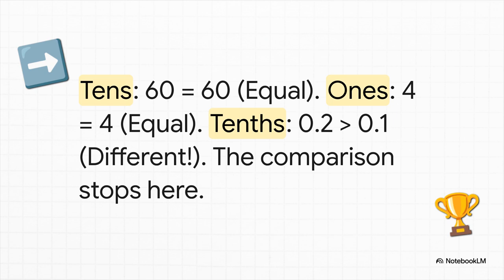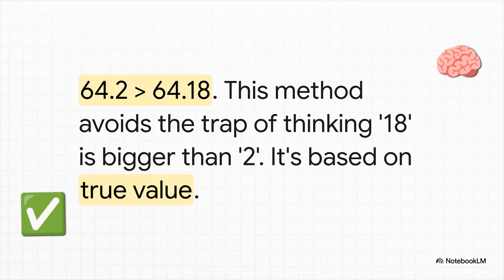Okay, one more step to the right, into the tenths place. Now, in 64.2, that digit's value is 0.2. In 64.18, its value is 0.1. And right there, we stop. The game is over. So the conclusion is crystal clear. 0.2 is greater than 0.1. That means 64.2 is the bigger number.